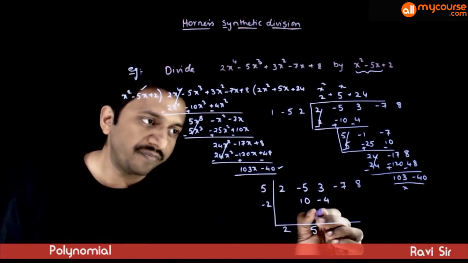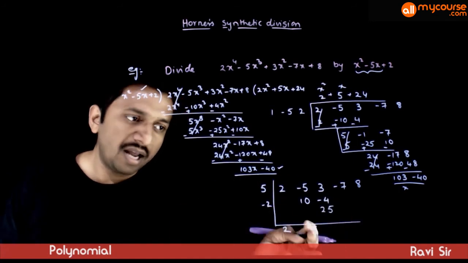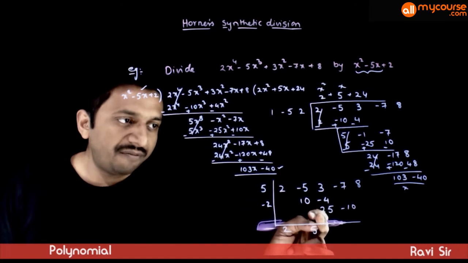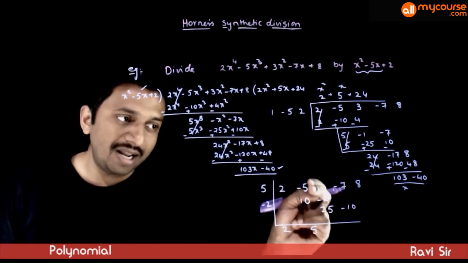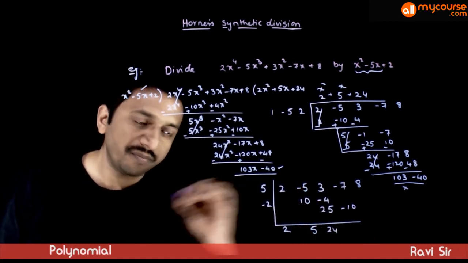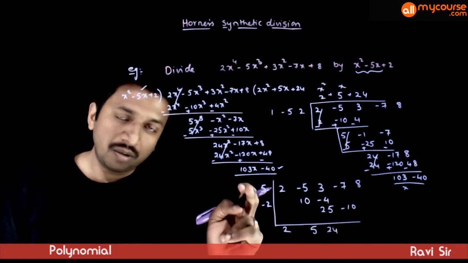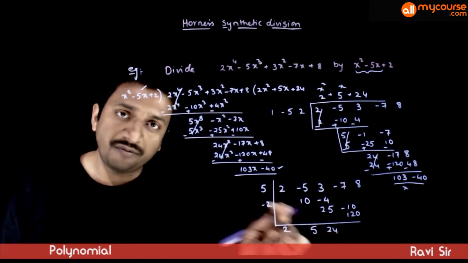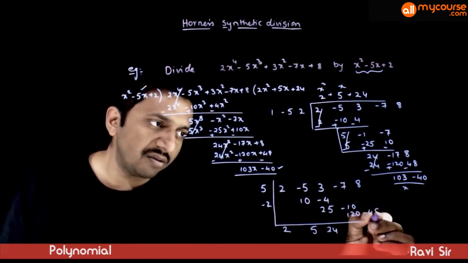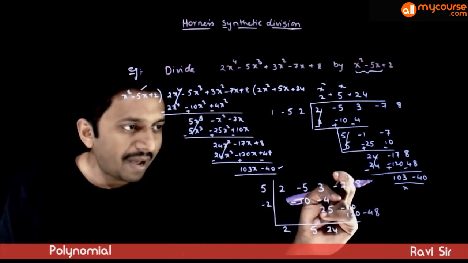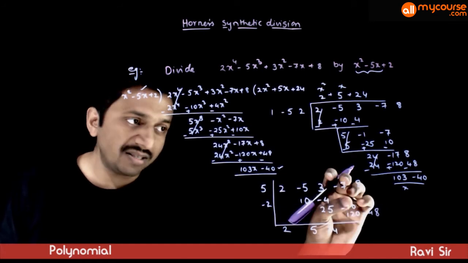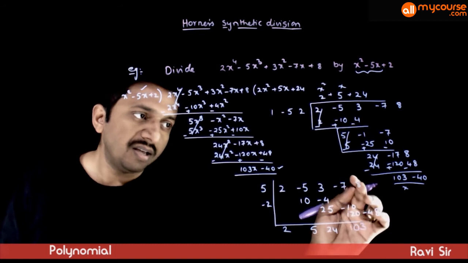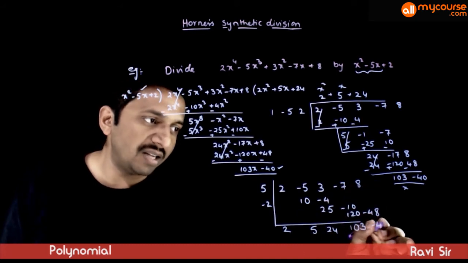5 5s are 25 and 5 minus 2s are minus 10. So 25 plus 3 is 28, minus 4 is 24. Now use 24 with 5. 24 into 5 is 120 and 24 into minus 2 is minus 48. So minus 7 plus 120 is 113, minus 10 is 103. 8 minus 48 is minus 40.